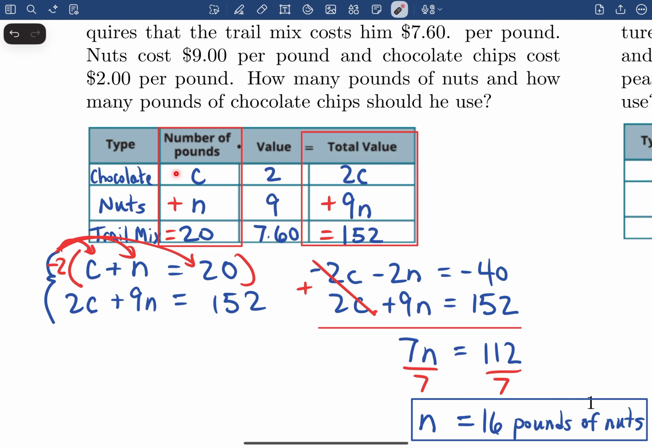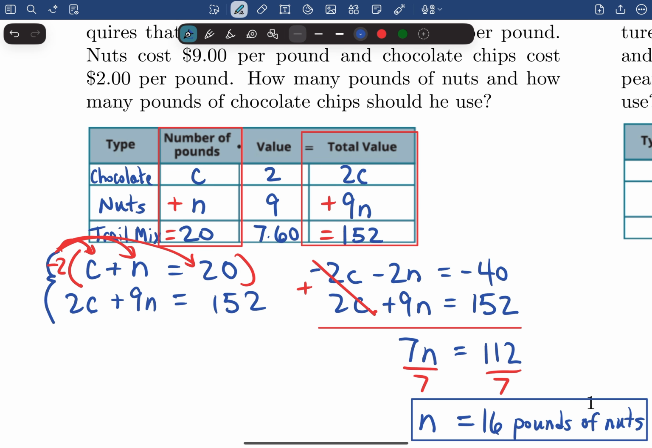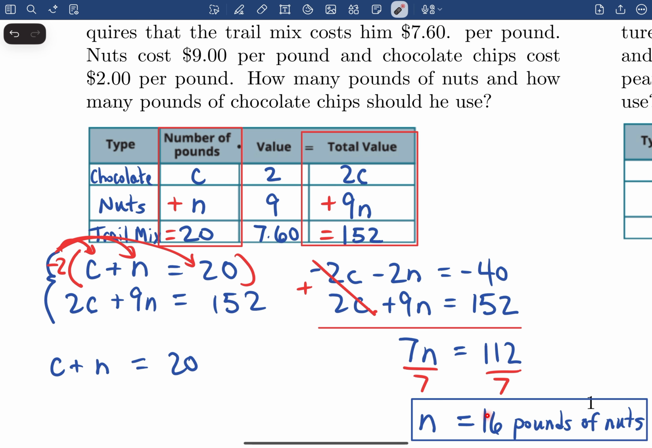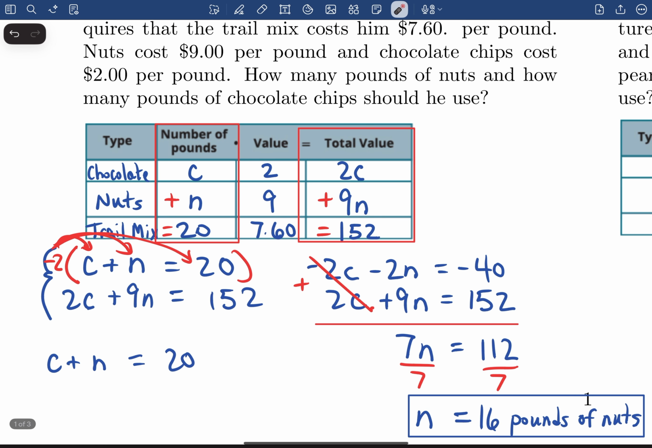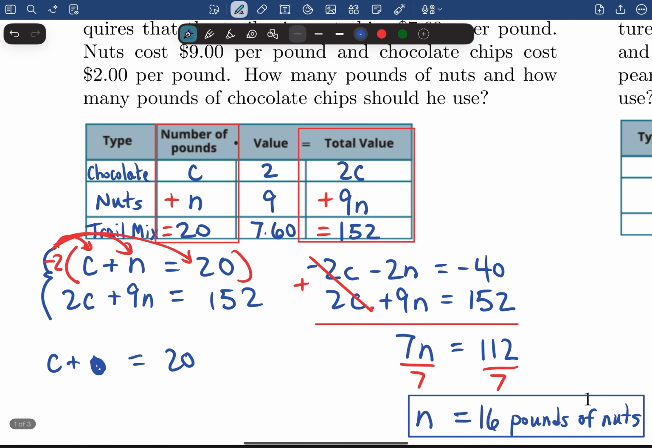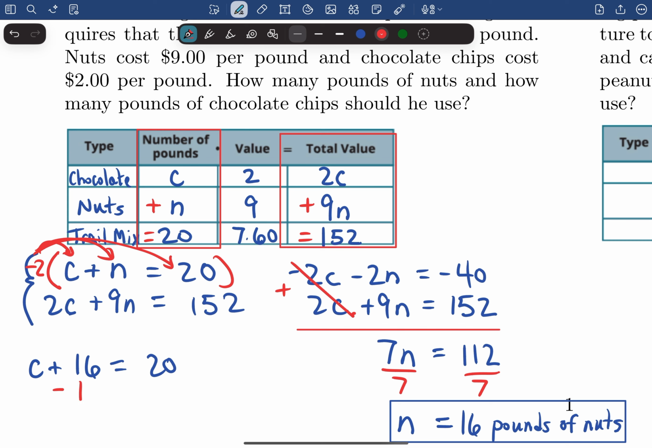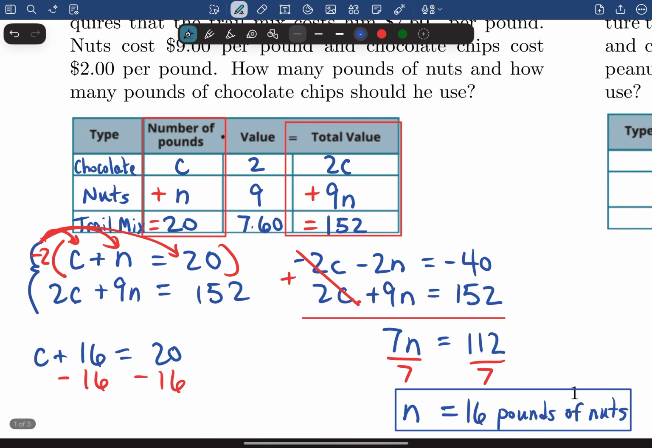Like this one says C plus N equals 20. So I'll take that equation, C plus N equals 20. But I know that N is 16, so I will replace this N with 16, and I will solve the equation for C. It's quick. All I have to do is subtract 16, and I find the number of pounds of chocolate chips is 20 minus 16, which is 4 pounds of chocolate chips.